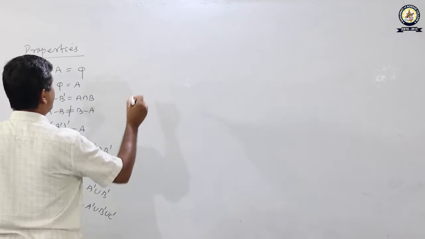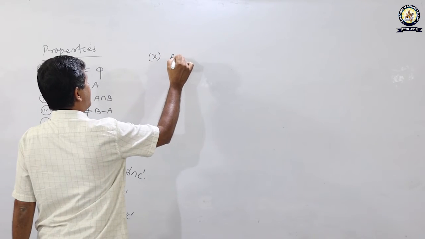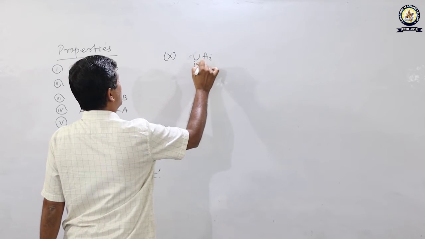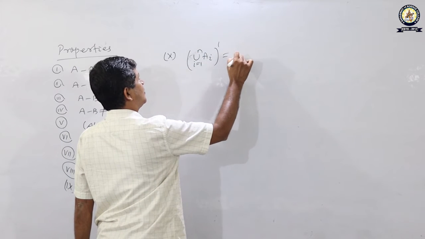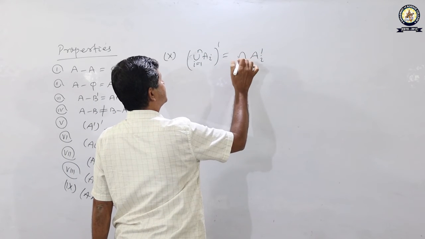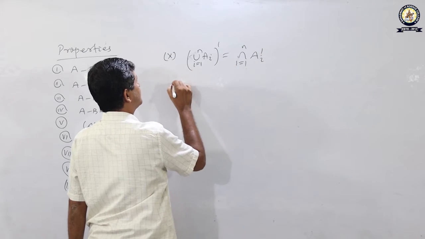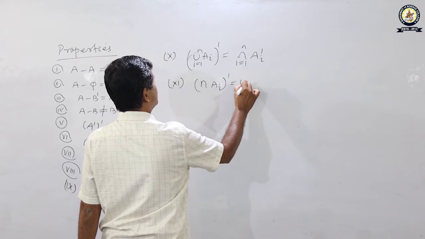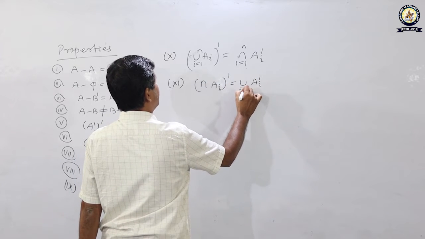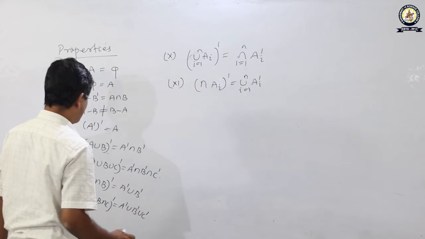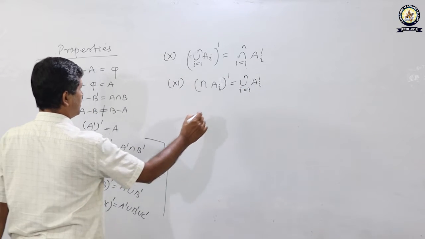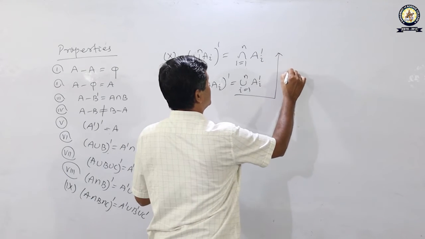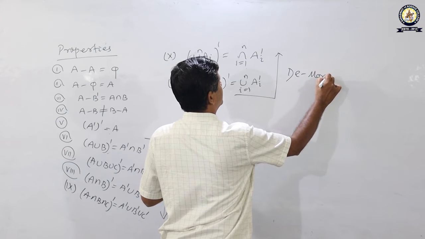Similarly, come to the next property. The next property is that the union of A i, i varies from 1 to n, whole dash is equal to the intersection of A i dash, i varies from 1 to n. And the next property is that the intersection of A i whole dash is equal to the union of A i dash, i varies from 1 to n. Remember that these are called De Morgan's laws.